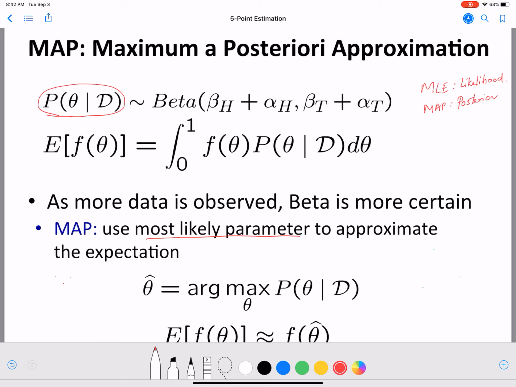Now, if you remember what we did in maximum likelihood, we had a very, very similar form. This was entirely similar, except that this part was replaced with the likelihood function.